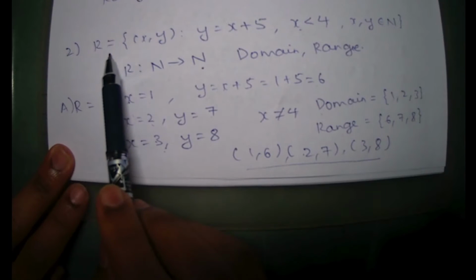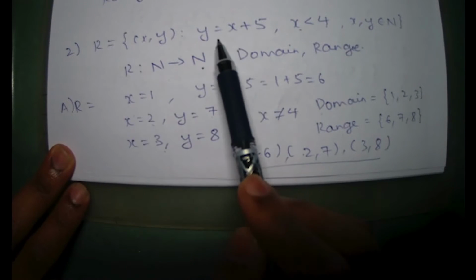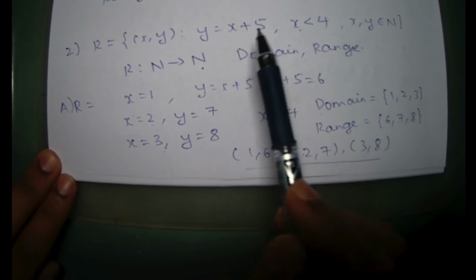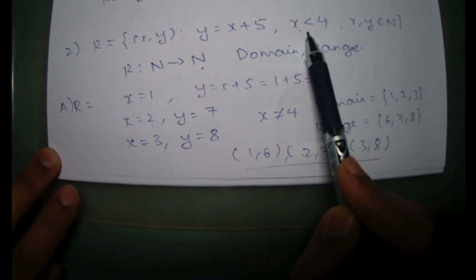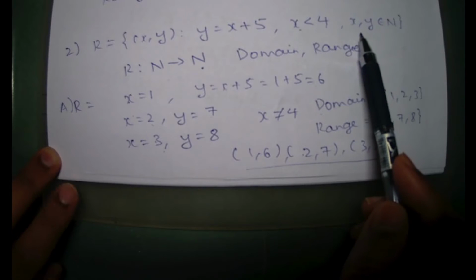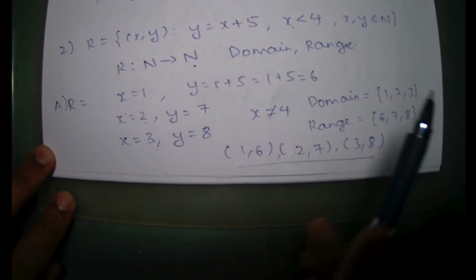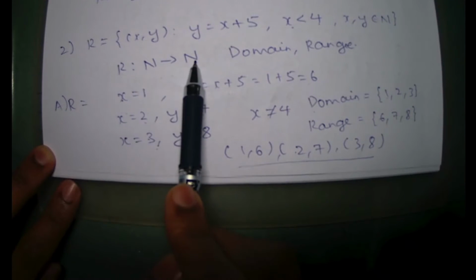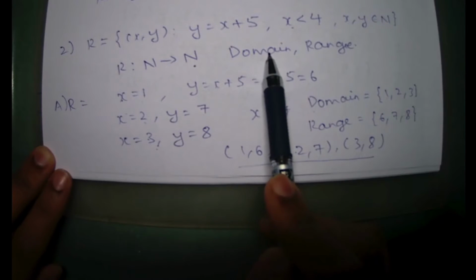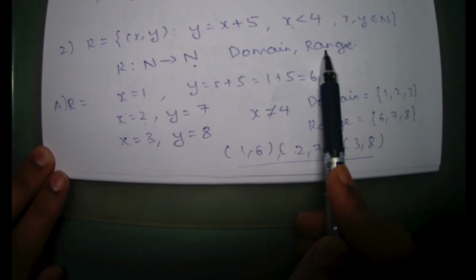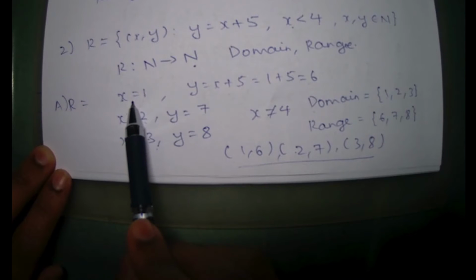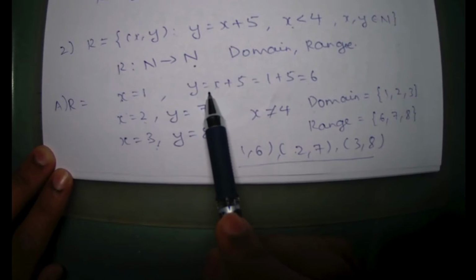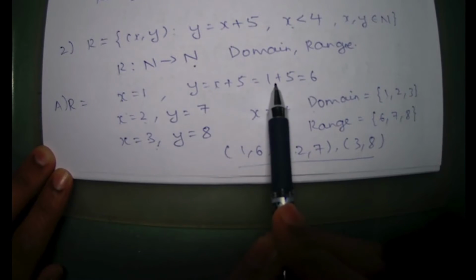So it has been given that the relation R is (x, y), where y = x + 5. It has been given that x is less than 4 and (x, y) belong to natural numbers. So the relation is defined from natural numbers onto natural numbers. We have to find the domain and the range of the relation. So when x = 1, we know that y = x + 5, so we get y as 6.